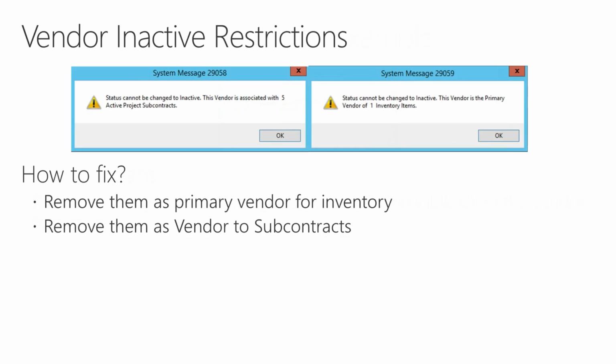The next one is that, hey, you know what? If you try to make him inactive, I can't let you, because Jeff might be a primary vendor set up in one of the maintenance screens in the system. We point them out, but the idea here is that you need to remove Jeff as a primary, in this case for an inventory item, because he's no longer an active vendor. So first you need to make those changes, then you can make him inactive.